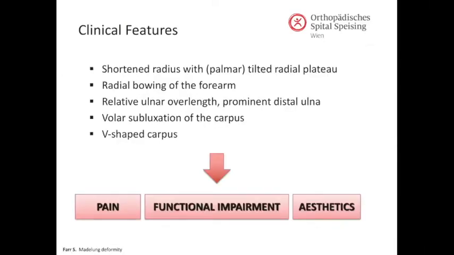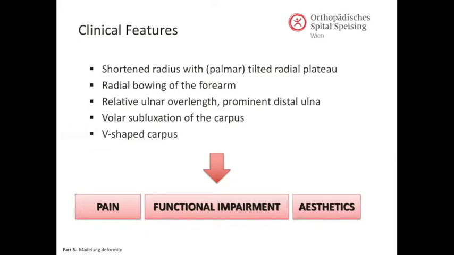You have a short radius with a tilted and palmally tilted plateau. You have a radial bowing of the forearm with a consecutive relative ulnar overlength, subluxation of the carpus, a V-shaped carpus eventually, and all of these features can lead to pain, functional impairment, and aesthetic deformity, of course, which is very often the main feature for the patient, especially the young girls, when they come to your office.